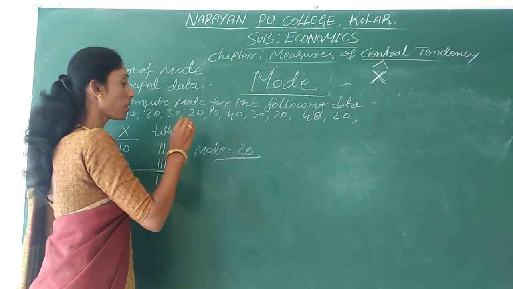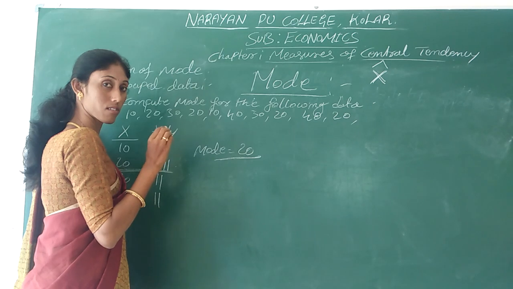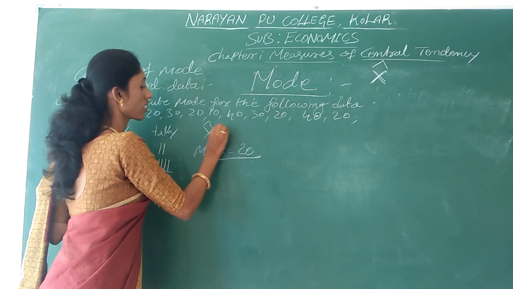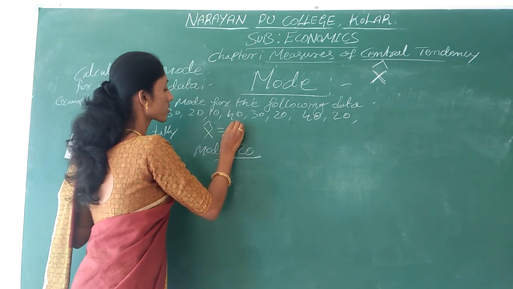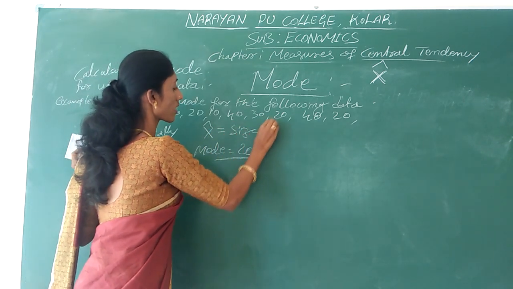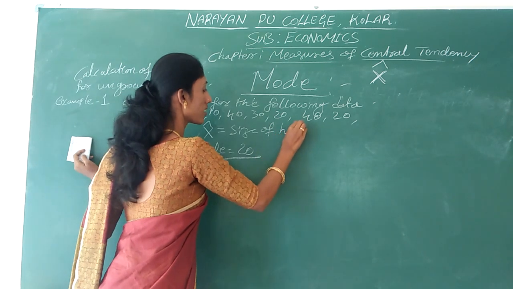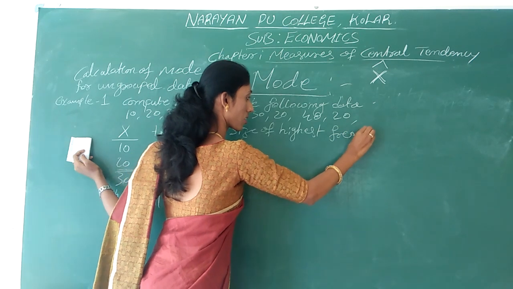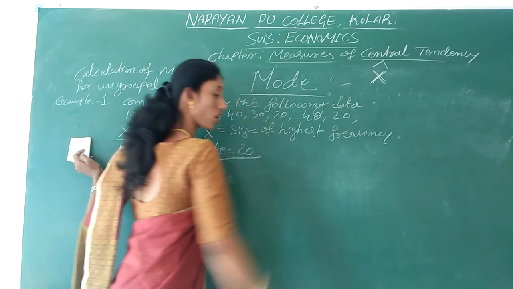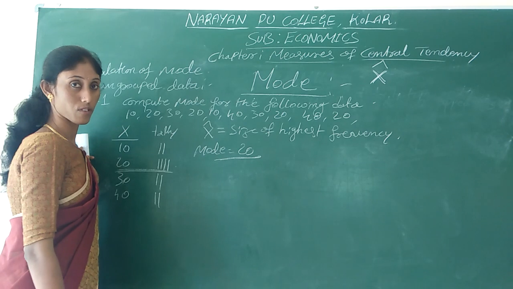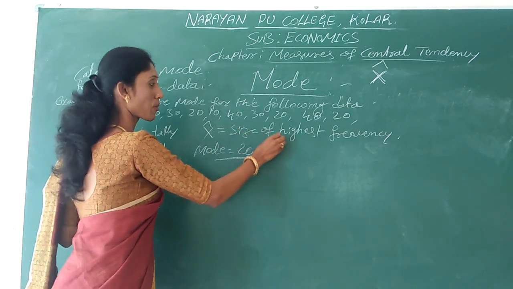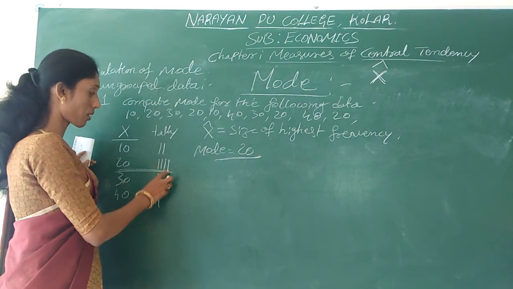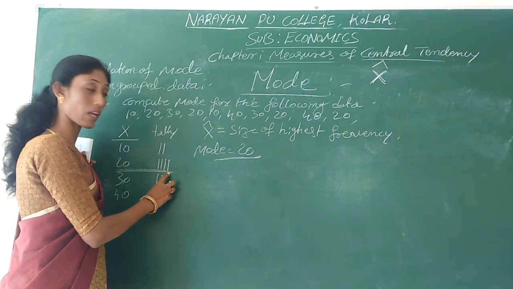I'll take a simple formula to find out mode: x at is equal to size of highest frequency is called the mode. Got it? Size of highest frequency will be called a mode. Which is the size of highest frequency? Frequency means how many times the values appear.